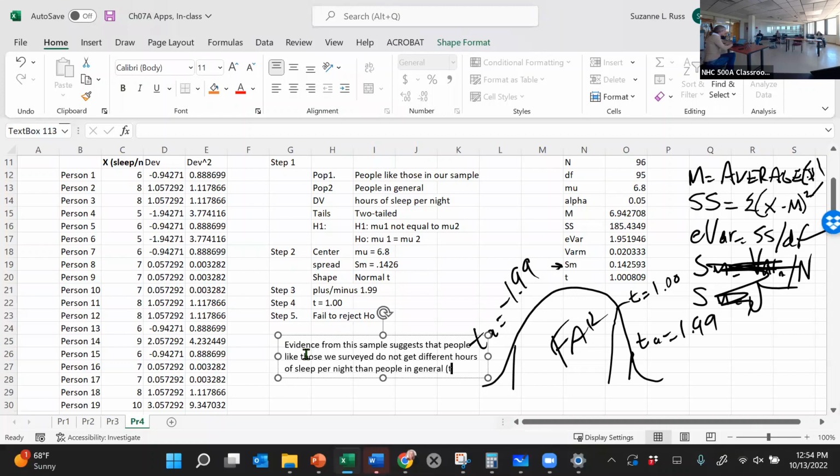T, and I'm only using parentheses because I'm not using that subtext. We wouldn't have to. Equals 1.00, comma, what do I put? So I put p greater than 0.05? No. Don't ever write p unless it's significant. Just write ns. All right, that's done.